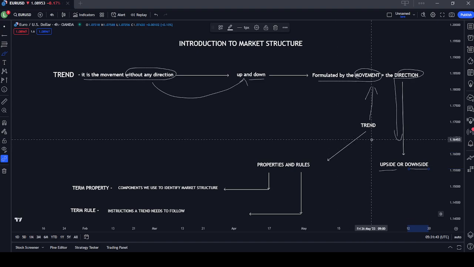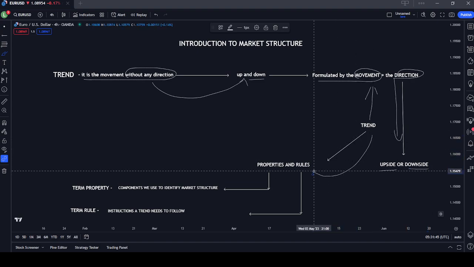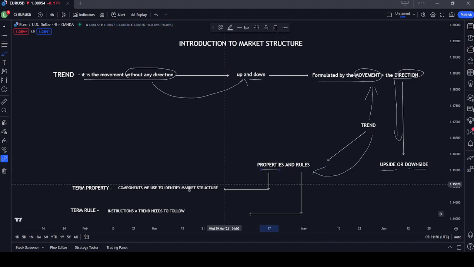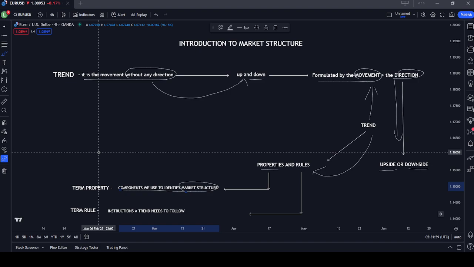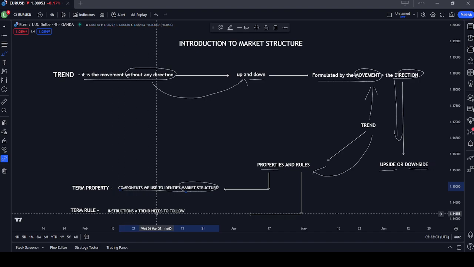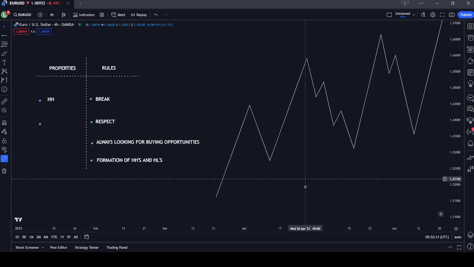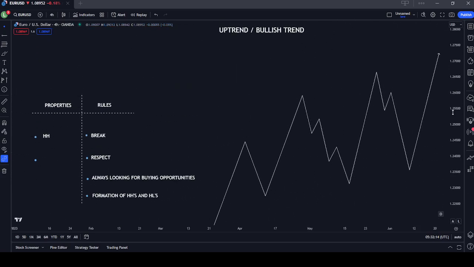Now, each and every trend has its own properties and rules. When talking about properties, we are mainly talking about components we use to identify market structure, so we are talking about your higher highs and higher lows, your lower lows and lower highs. When you come to rules, it's instructions a trend needs to follow, so here we are talking about a break and respect. Now, let's come to the structure.